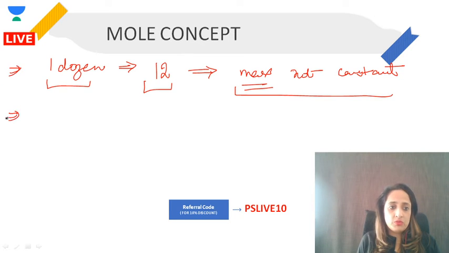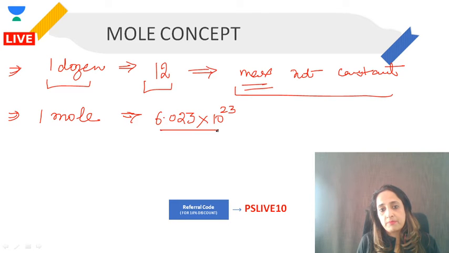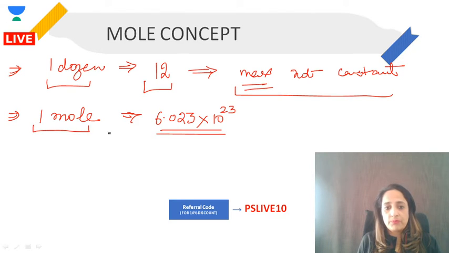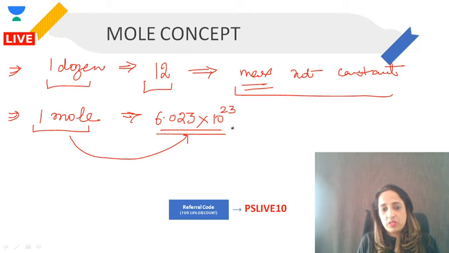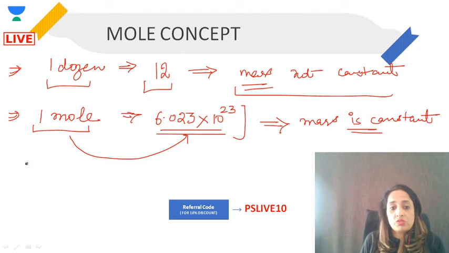But when we talk about 1 mole, which is 6.023 × 10^23 of something, atoms or molecules, here the mass is constant. Now, how much is the mass? That is important.